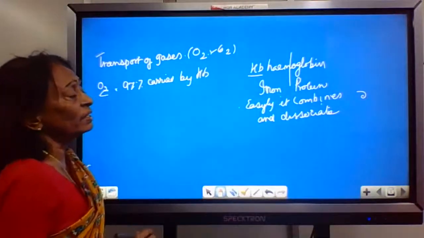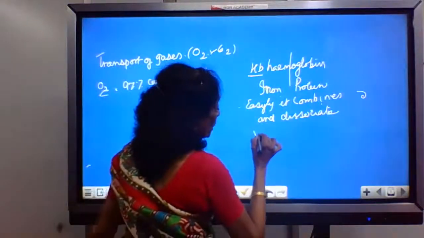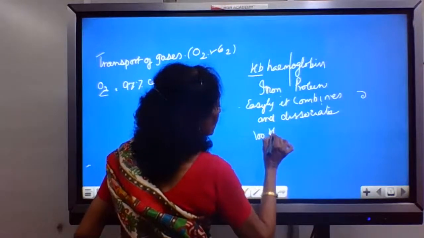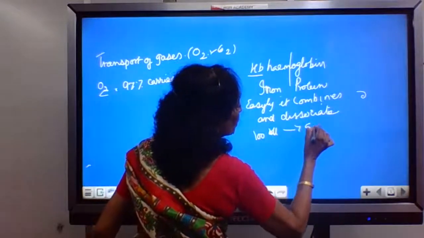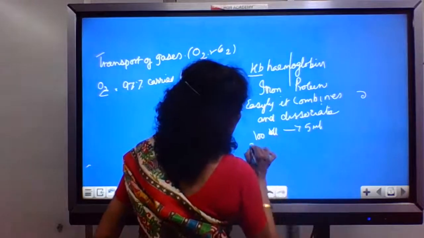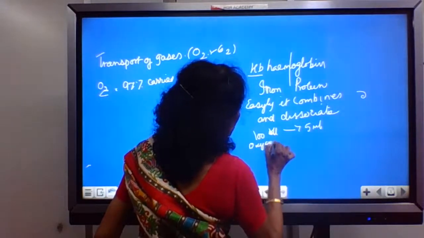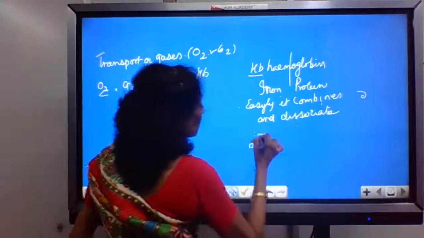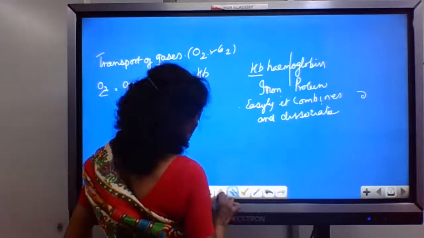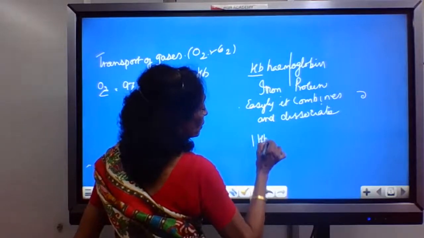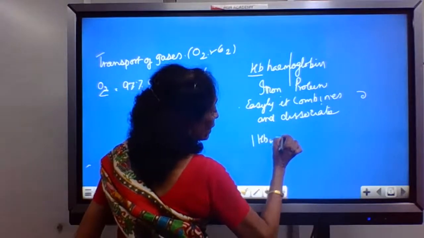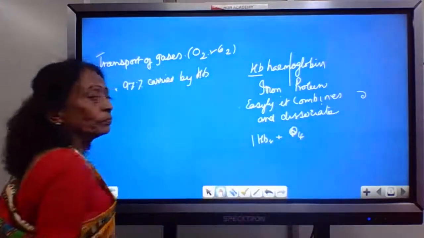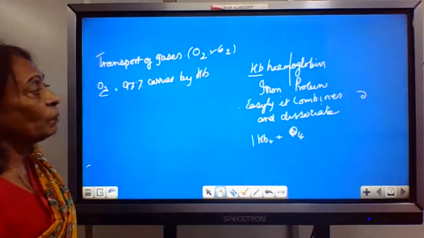100 ml of arterial, oxygenated blood can give you about 5 ml of oxygen. Now leave the Hb. One molecule of Hb, that is Hb4, can combine with 4 atoms of oxygen.